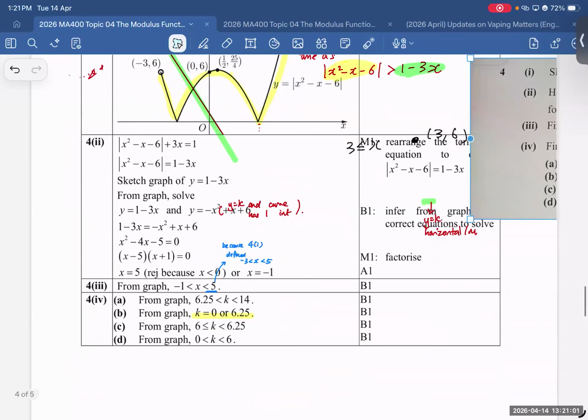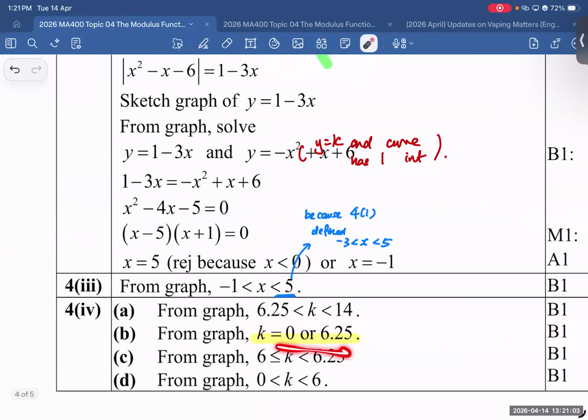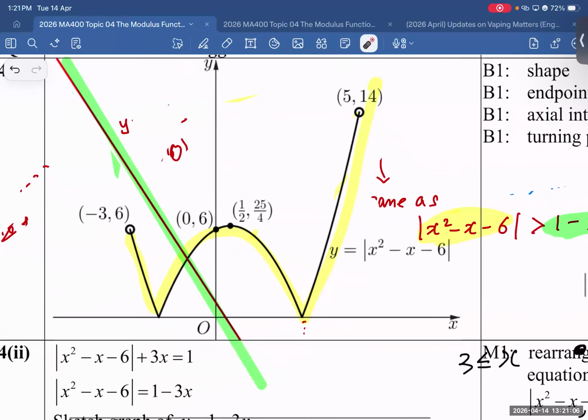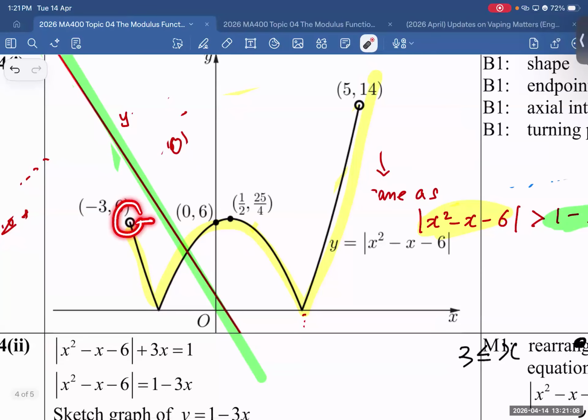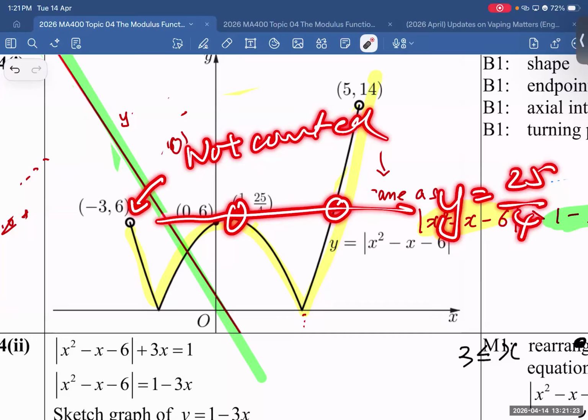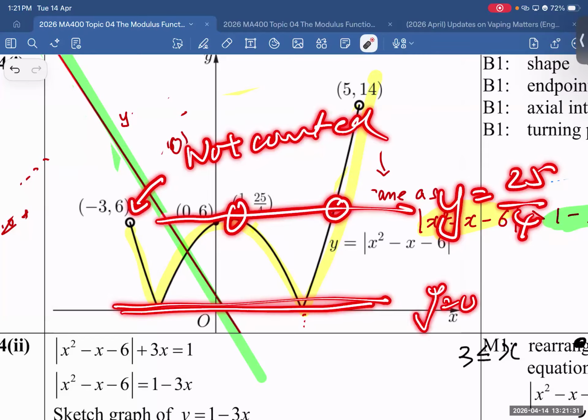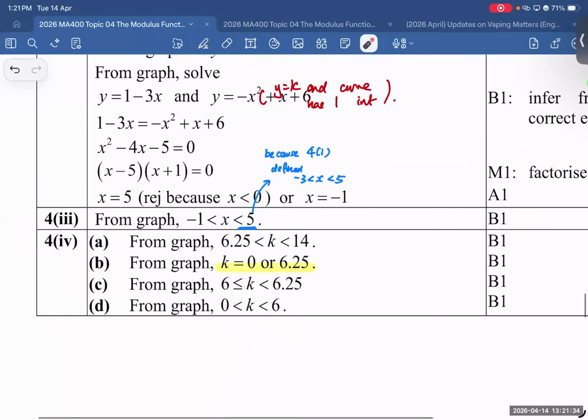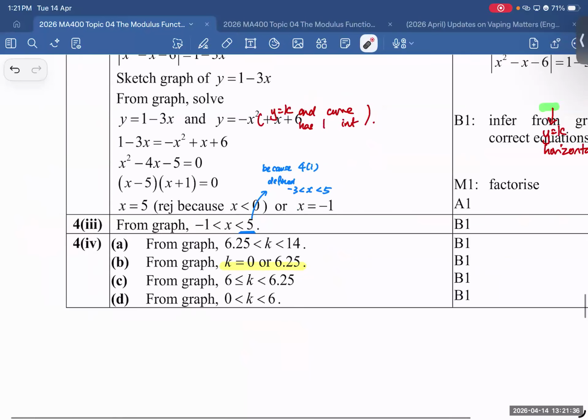When will there be two intersections? When it's between 0 and 6.25. 6.25 is over here. You can see this one, does it intersect? It doesn't. It's an empty point. So look at this portion here: one intersection, two intersections. This one is not counted. So when y equals to 25 over 4, how many intersections are there? Total 2. Y equals to 0, how many intersections? 2. Clear? Okay, I'll leave the rest for you to take a look.